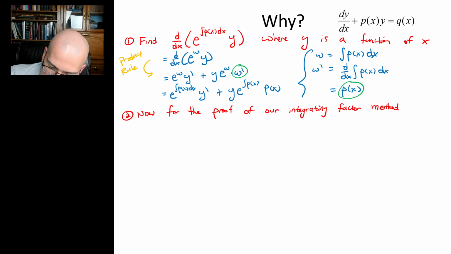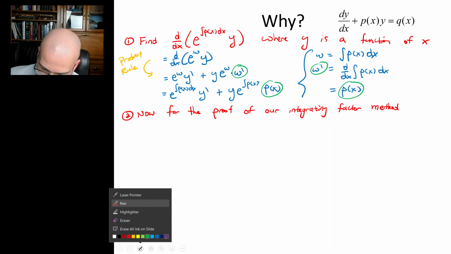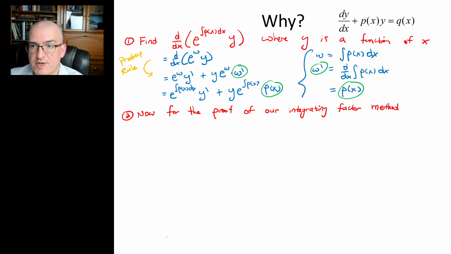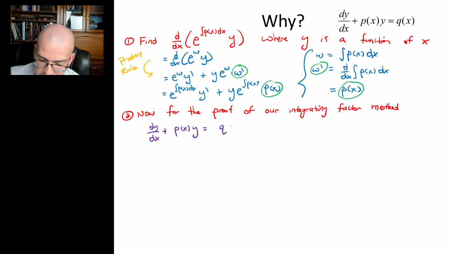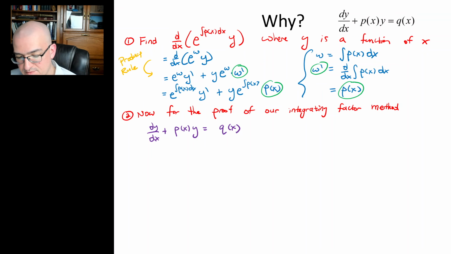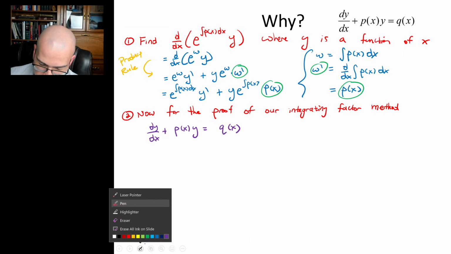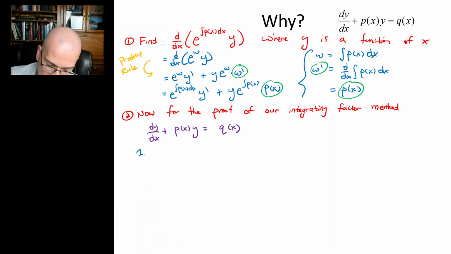Okay, now why does that matter? Why is that derivative special? So I'm going to write down a differential equation. dy by dx plus p of x times y is equal to q of x. And then I'm going to multiply both sides by 1. I'm going to use a fancy form of 1. So 1 times the left-hand side is equal to 1 times the right-hand side.